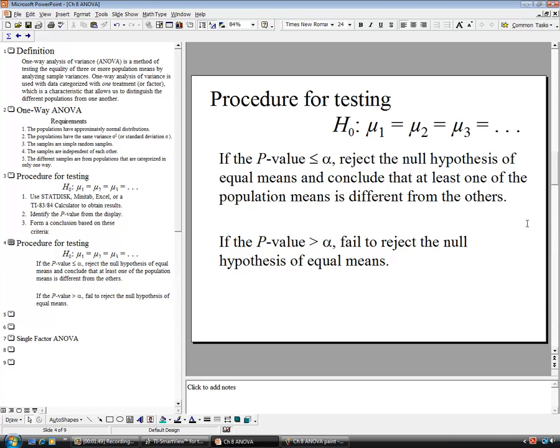Now, as always, if our p-value is less than or equal to alpha, we are going to reject the null. So that means at least one of the population means is different from the others, or you don't have all of them being the same. And as it was before, if the p-value is greater than alpha, we'll fail to reject, so we're stuck with believing that the means are equal.